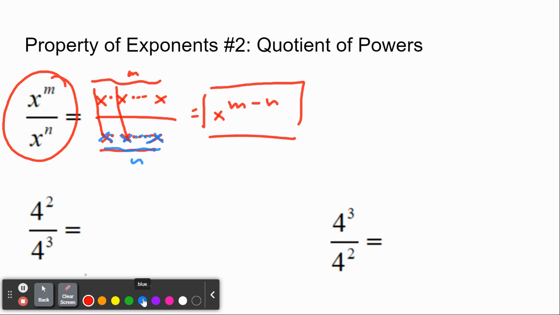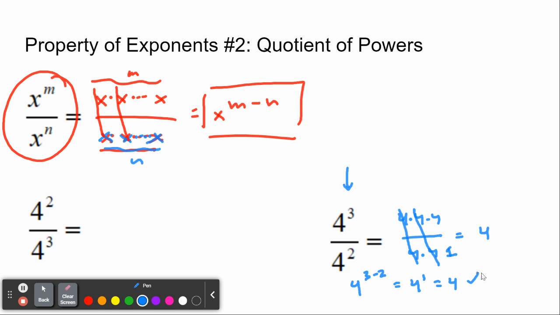All right, so let's talk about two situations. Let's do this one first. So 4 to the third divided by 4 to the second, that is going to be 3 4s on top and 2 4s on bottom. So if we cancel the common 4s, notice that we have 1 4 left on top. Since your denominator is gone, the denominator becomes a 1, but we don't need to put 4 over 1. It's just going to be 4. So if you apply the rule here, 4 to the 3 minus 2 power is 4 to the first, and 4 to the first is 4. So that is correct.